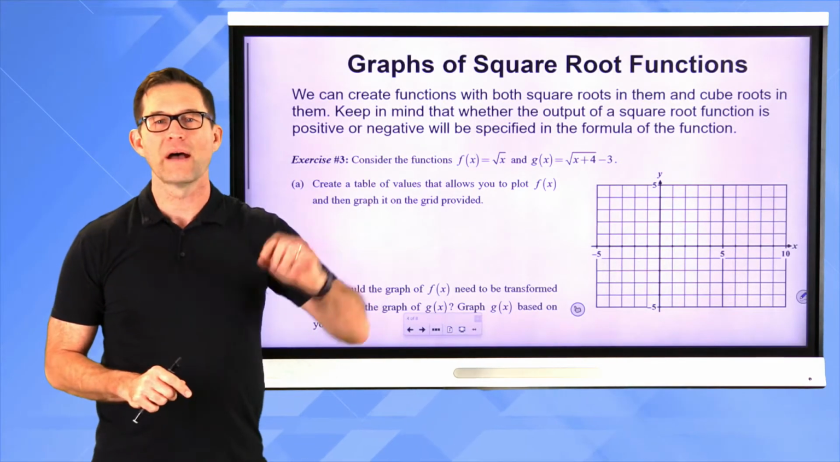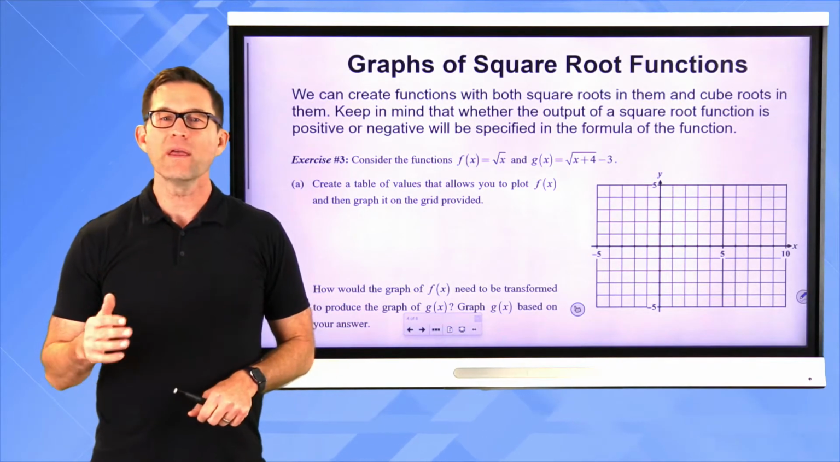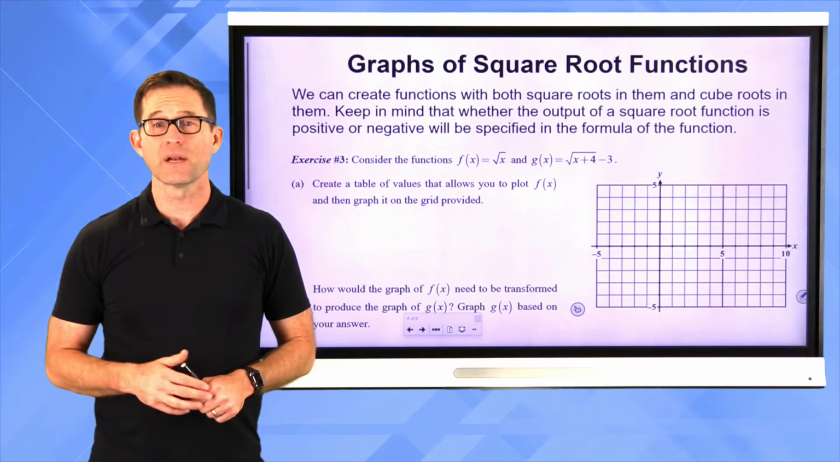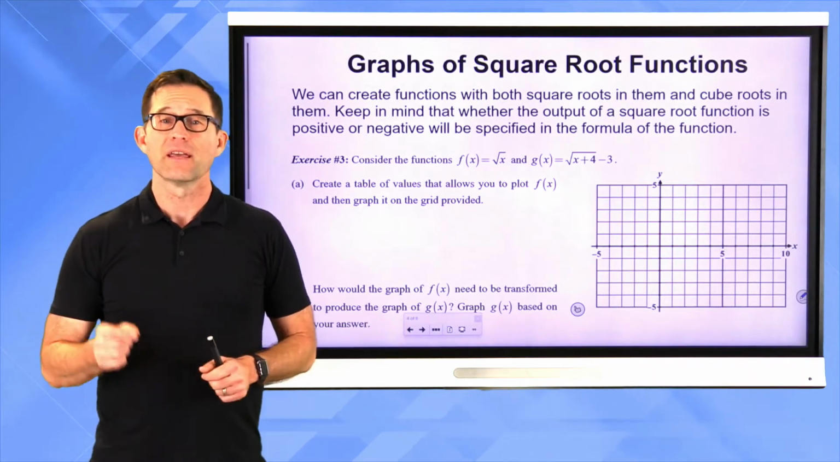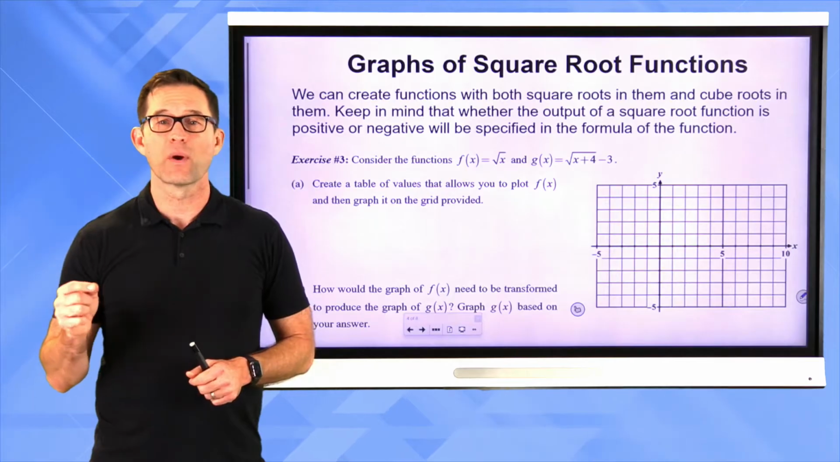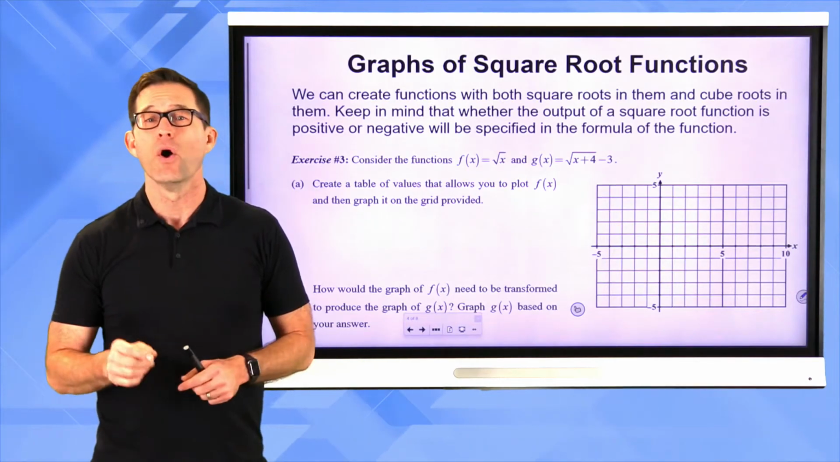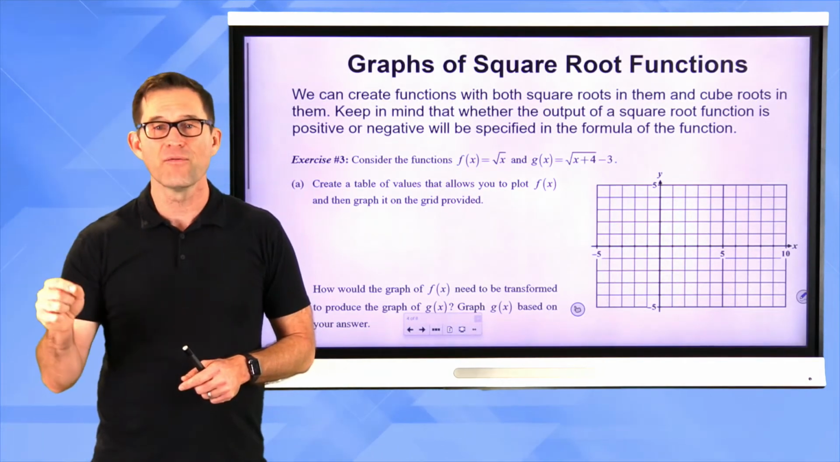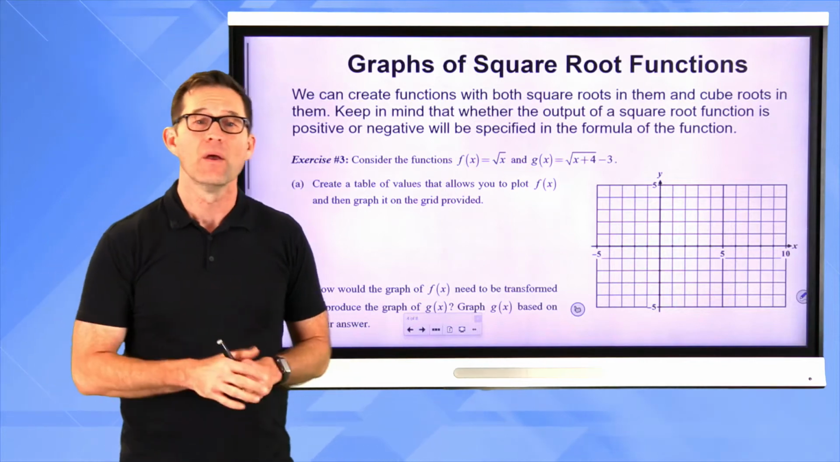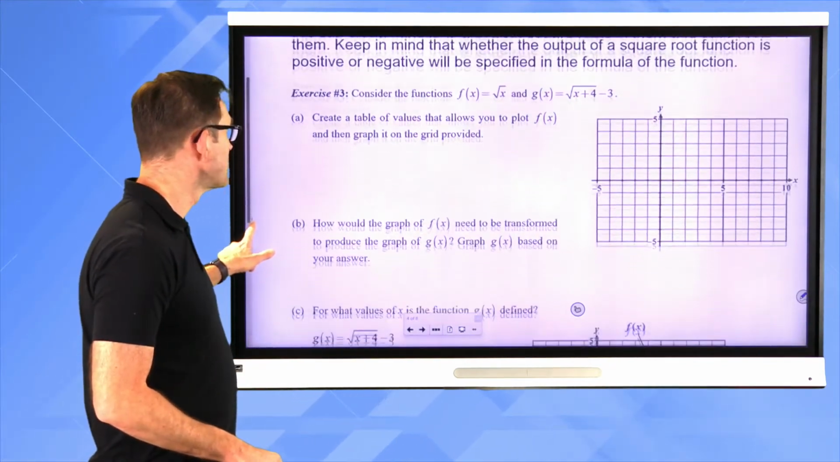Let's talk about graphs of square root functions. We can create functions with both square roots in them and with cube roots in them. Keep in mind that whether the output of a square root function is positive or negative will be specified in the formula of the function. All right? So let's take a look at exercise number 3.